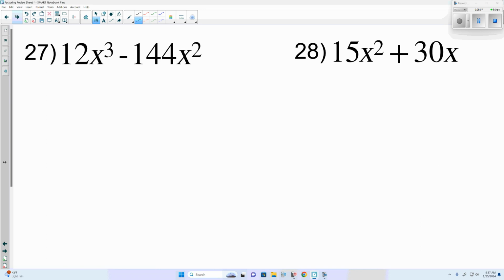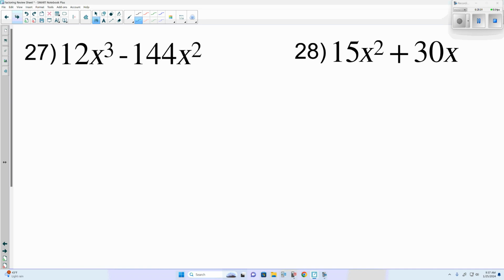So there's just a greatest common factor between the three terms. We pull it out, and then we are done. Hopefully we'll have time at the end. We'll cover it. If not, I'll cover it after the bell. And if I need to write a note, I'll write a note. Let's look at 27. Guys, let's focus in. 27, 12x cubed minus 144x squared.